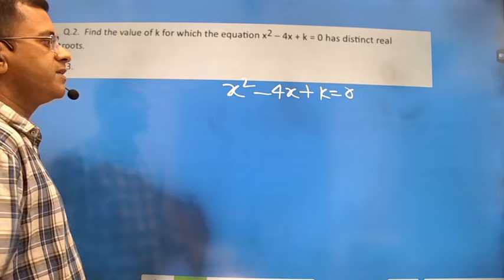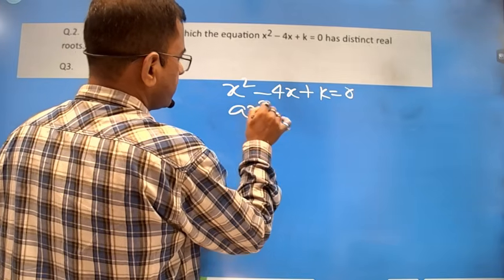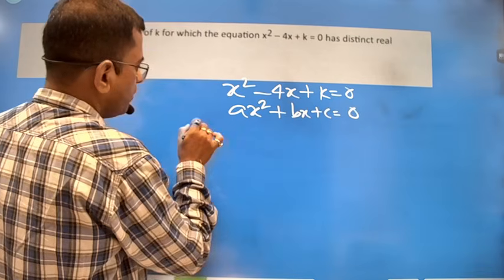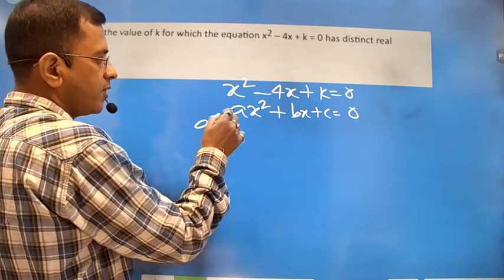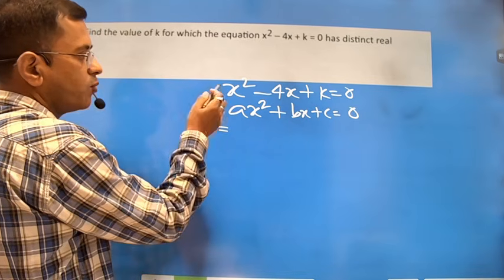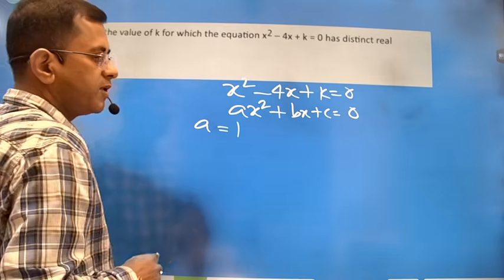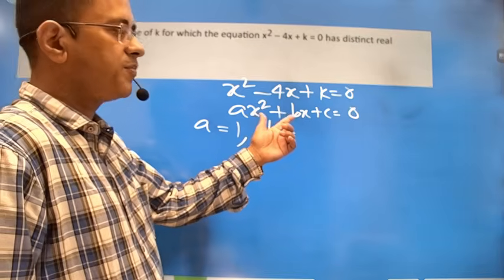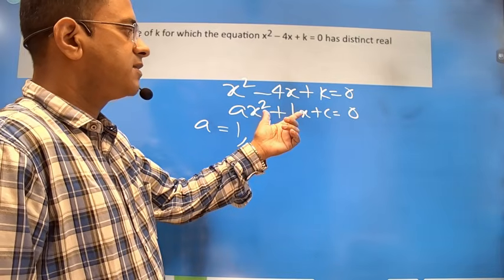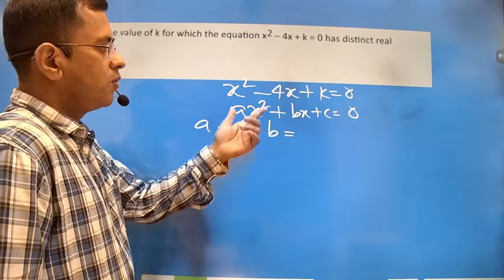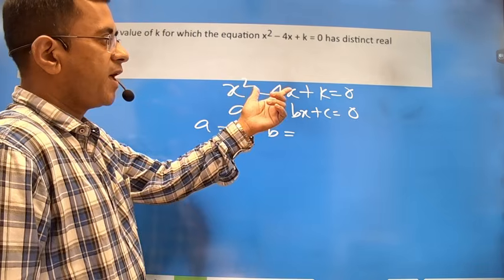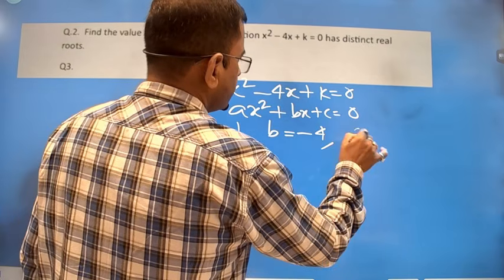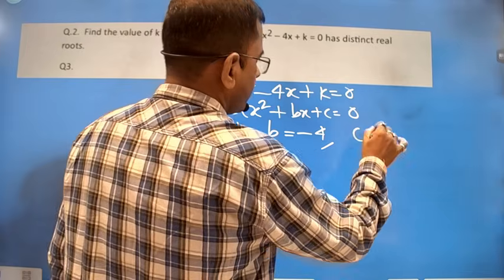If you compare this equation with the general quadratic equation ax square plus bx plus c equal to 0, what will be the value of a? a is the coefficient of x square. Here the coefficient of x square is 1, so a equals 1. What is the value of b? b is the coefficient of x, which is minus 4. Then c is the constant, so c equals k here.